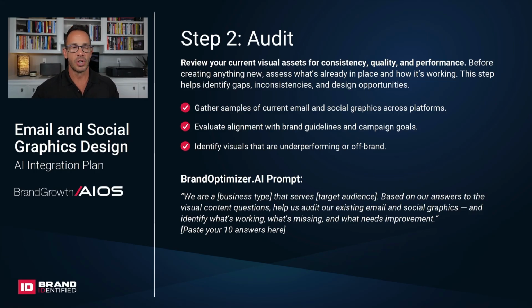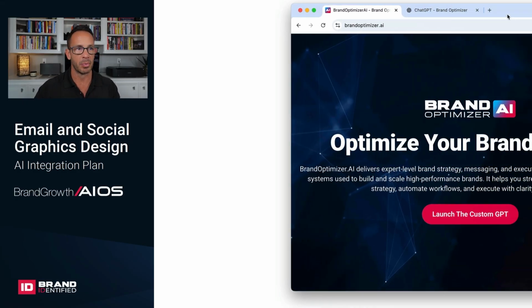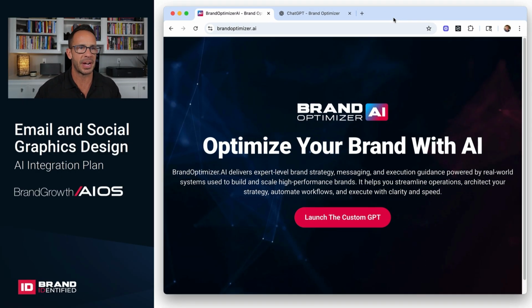So for example, on this prompt right here, it says we are a, and you would insert your business type, that serves, and you would input your target audience. And then based on our answers to the visual content questions, help us audit our existing email and social graphics and identify what's working, what's missing, and what needs improvement. So you will take this prompt, the 10 questions from step number 1, and your 10 specific answers from step number 1, and you would visit BrandOptimizer.ai.